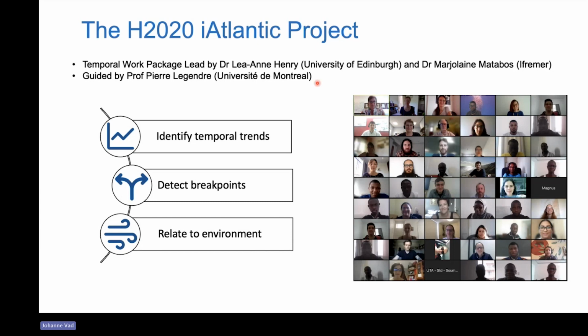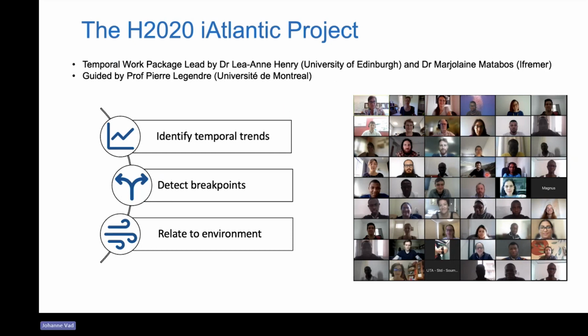This work package was led by Dr. Leanne Henry from the University of Edinburgh and Marjolaine Matabeau from Ifremer. And we were guided by Professor Pierre Legendre, who is one of the founders of numerical ecology, and it was really great to have his advice for making sense of all of our data.